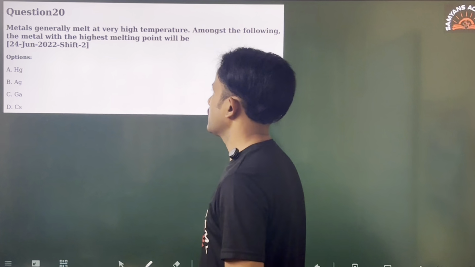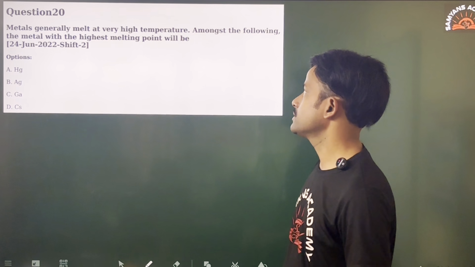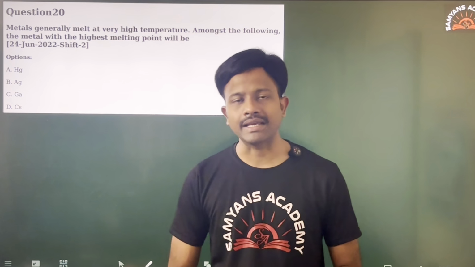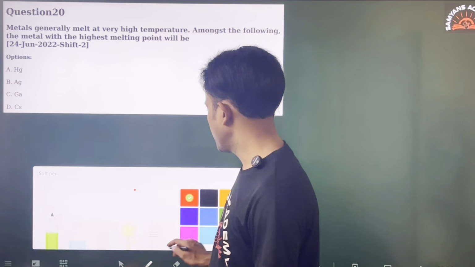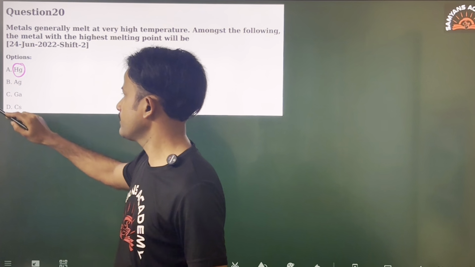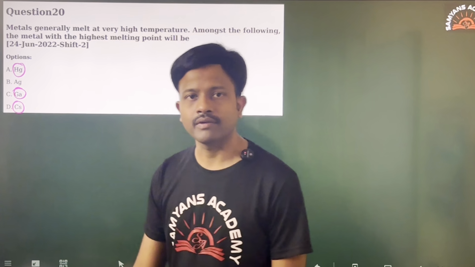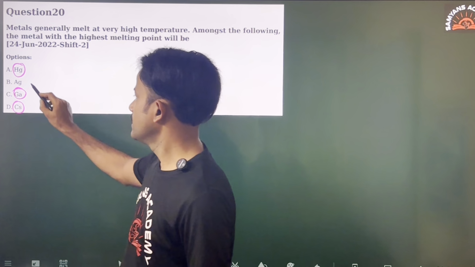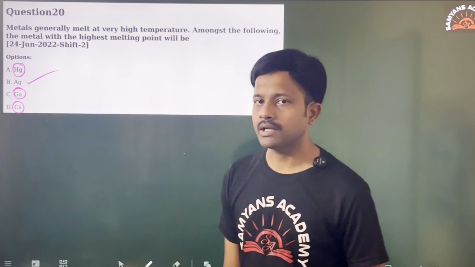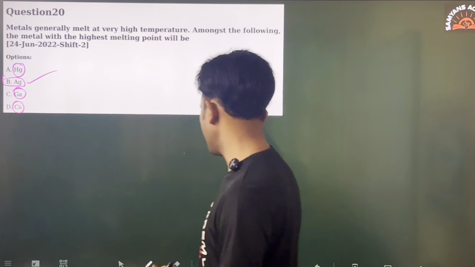Metals generally melt at very high temperature. Among the following, the metal with the highest melting point will be which one? Before going to this, mercury is a liquid metal. Gallium also is a liquid metal. Cesium also is a liquid metal. So which one is a solid metal? Silver is the solid metal. It has a high melting point. Here option B is the right option.